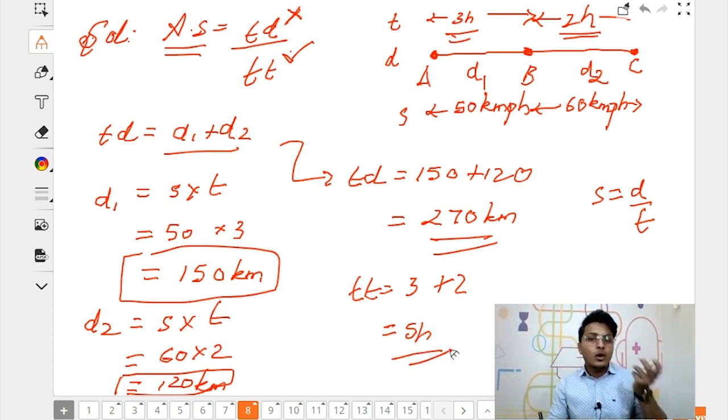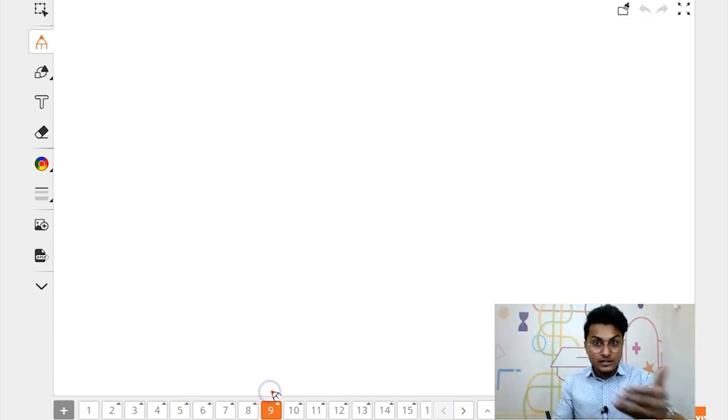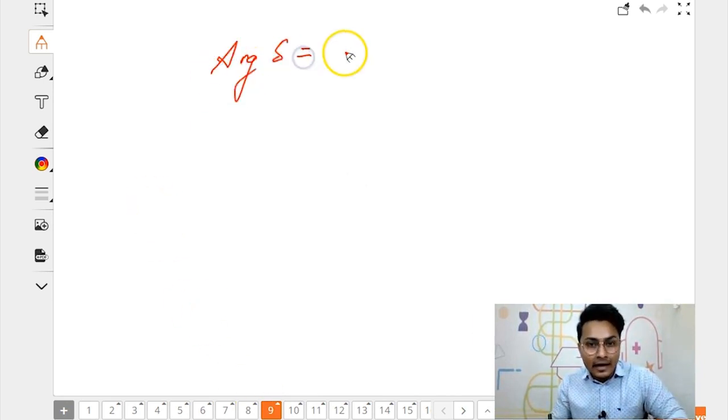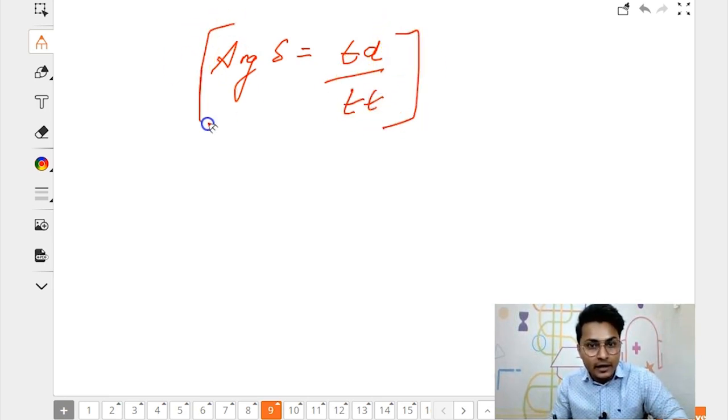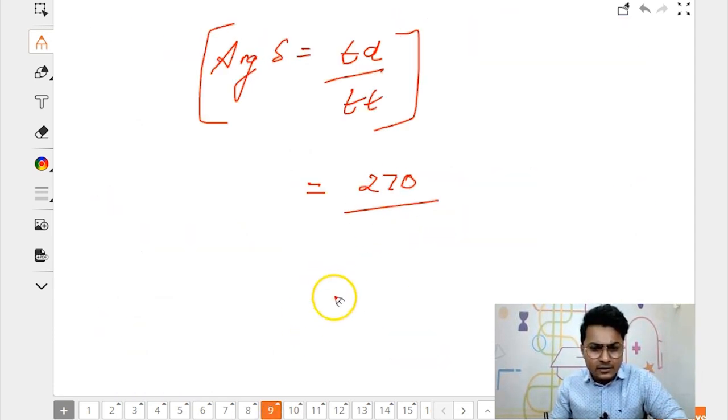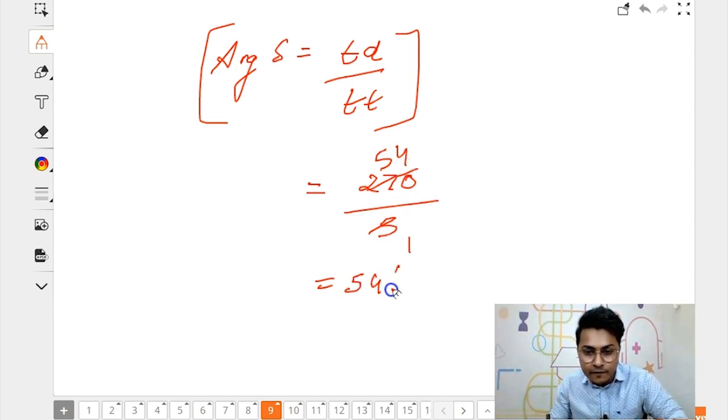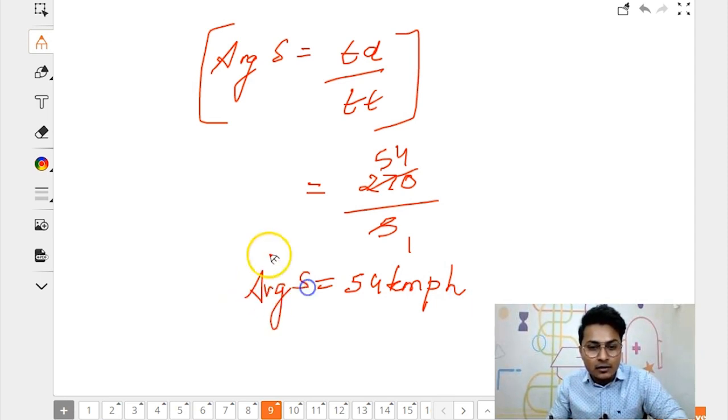Let's now try to find out the average speed. Let's take a new page and do it newly. Average speed will be equal to, as we stated, total distance by total time taken. That is the formula right there. Putting in the values, total distance is 270 kilometers divided by total time taken, that is 5 hours, correct? When we divide this, we get 54. So average speed will come out to be 54 kmph, and that is your answer right there.